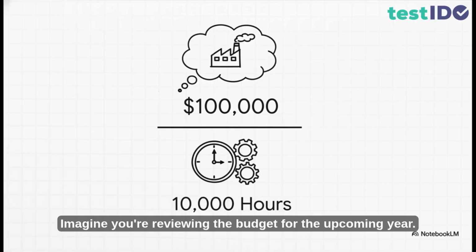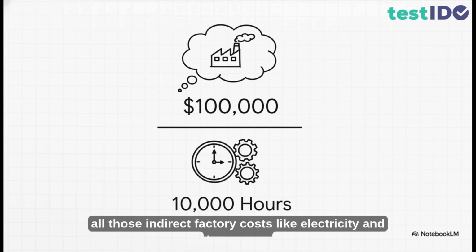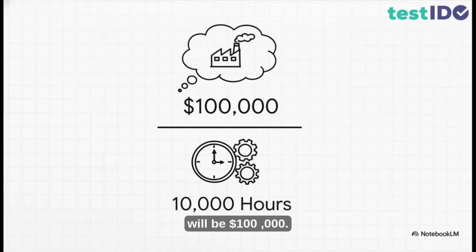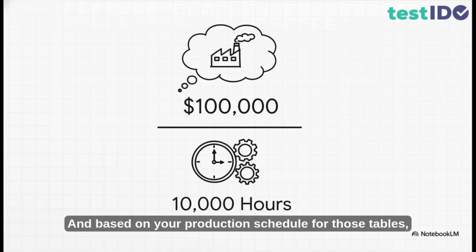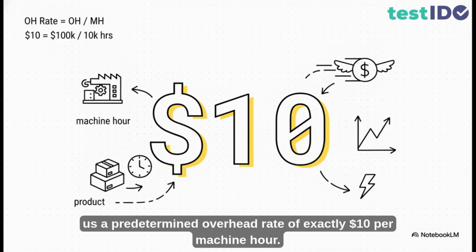Imagine you're reviewing the budget for the upcoming year. You expect that your total manufacturing overhead, all those indirect factory costs like electricity and insurance, will be $100,000. And based on your production schedule for those tables, you expect the factory to run for 10,000 machine hours. Simple math, right? $100,000 divided by 10,000 hours gives us a predetermined overhead rate of exactly $10 per machine hour.